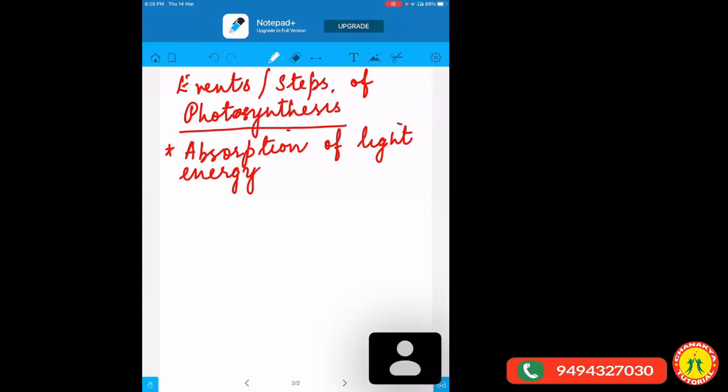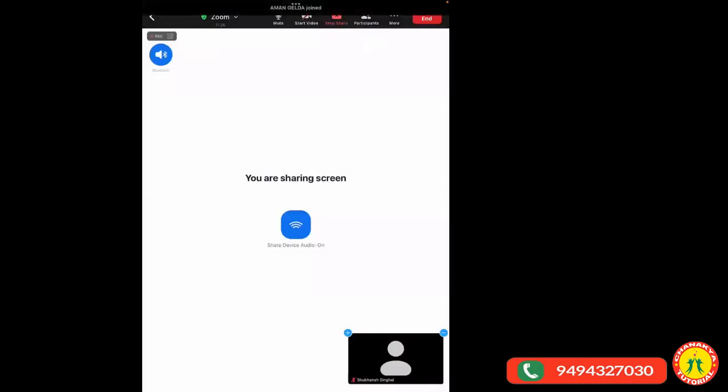Chlorophyll. Very good. It will be done by chlorophyll. Very, very important for the MCQs part of it. So they can ask you who will be absorbing the light, who is responsible for it. So the answer will be chlorophyll. Chlorophyll will be helping in the absorption of light. Whatever light is present around them, the chlorophyll will be capturing it.